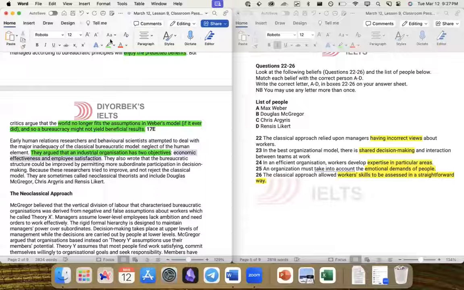They also wrote that the bureaucratic structure could be improved by permitting more subordinate participation in decision making. Ular aytgan ekan, qachon yaxshilaymiz bureaucratic measureni, qachonki decision makingda subordinate pastroq leveldagi odamlar qaror qilishda qatnashsa. Because these researchers try to improve, not reject the classical model. They are sometimes called neoclassical theories and include Douglas MacGregor. Mana shunaqa odamlar shunaqa deb aytgan ekan.